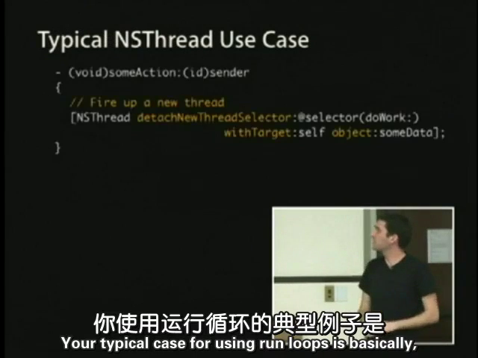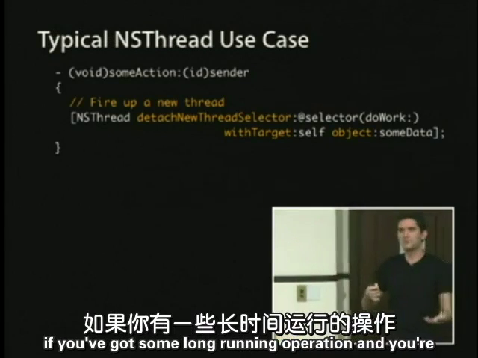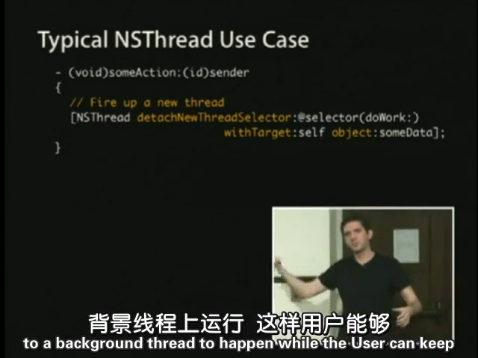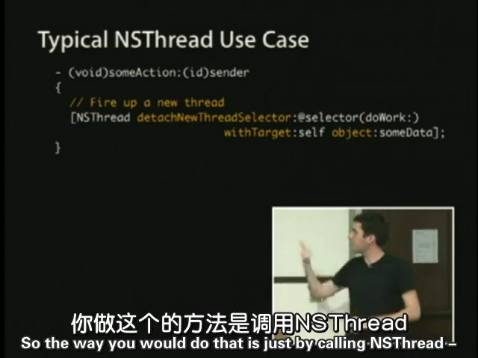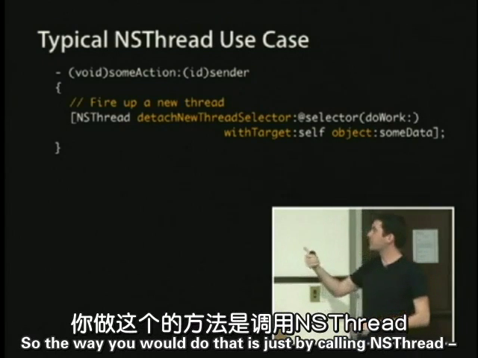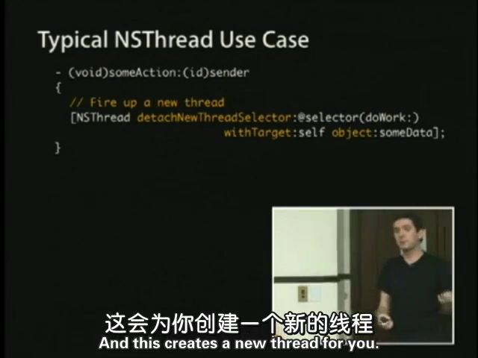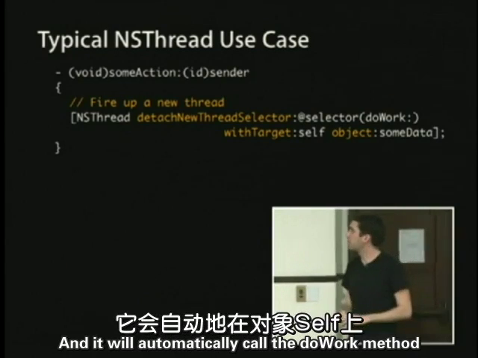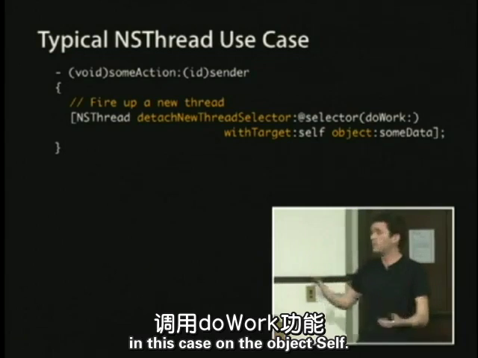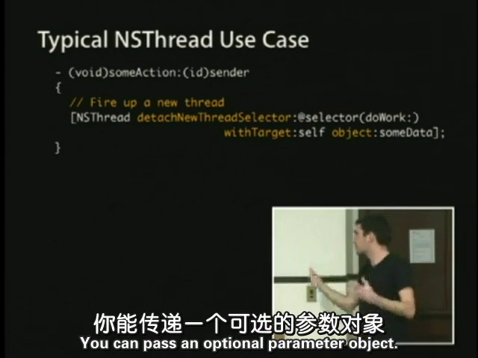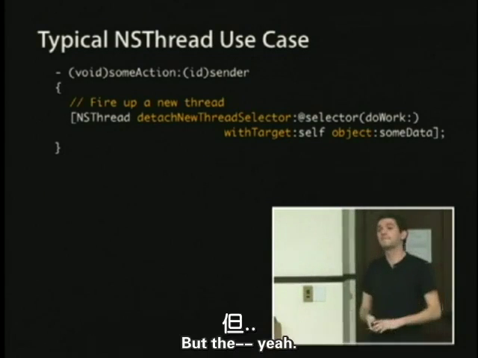Your typical case for using threads is basically, if you've got some long-running operation and you're on your main thread and you want to kick it off to a background thread to happen while the user can keep interacting on the main thread. So the way you would do that is just by calling NSThread detachNewThreadSelector:toTarget:withObject:. And this creates a new thread for you. That's really all there is to it. And it'll automatically call the doWork method in this case on the object itself. You can pass an optional parameter object. In this case, we'll pass some data.